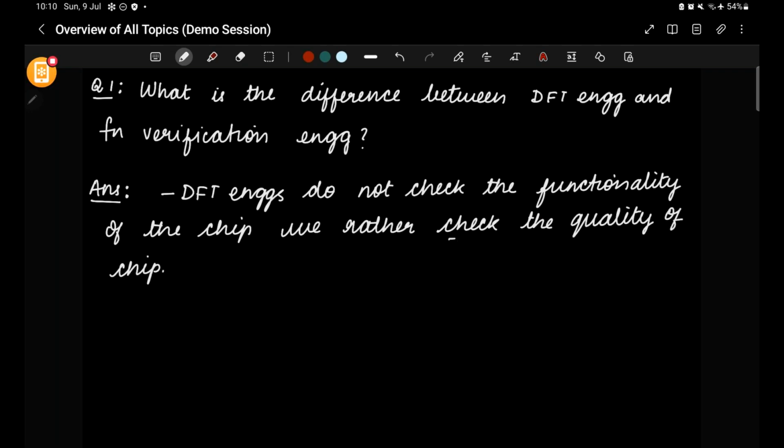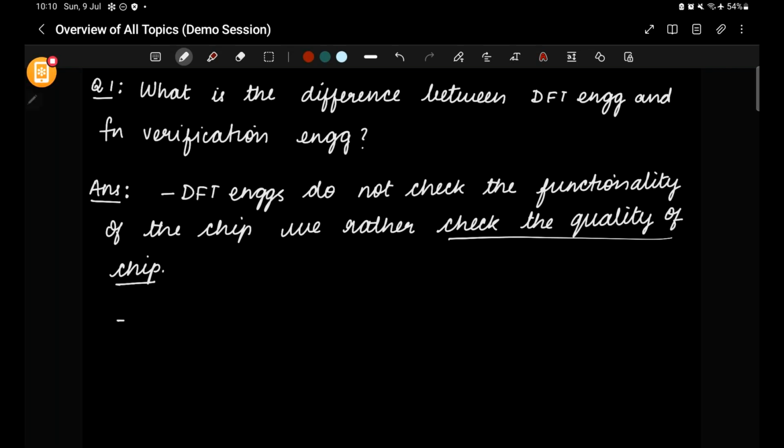So what does checking the quality of the chip mean? That is, we are going to insert some structures into the design to facilitate the detection of manufacturing defects in the chip. So if after manufacturing some defect occurs, we can tell that the chip is failing, and apart from that, we can tell what manufacturing defect has caused the chip to fail. So this is what DFT engineers do. DFT engineers do not check the functionality of the chip, we rather check the quality of the chip.